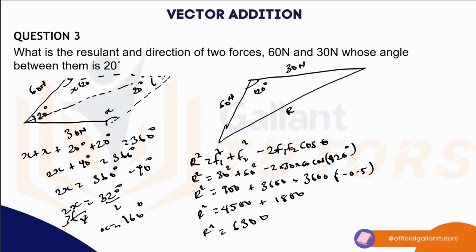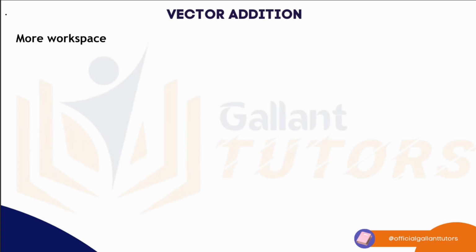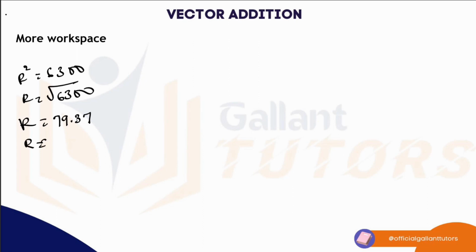So square root both sides. R square is equal to 6300, right? So just R will go to the square root of 6300. Use the calculator. You're going to get 79.37. So R is just approximately 79.4 Newton. Don't forget your SI unit, it's very important.